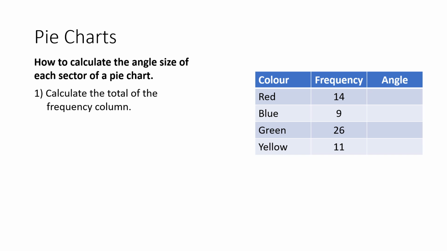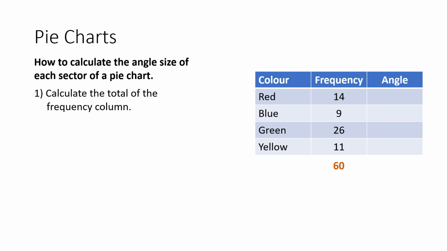The first thing we need to do is add up the total of the frequency column to find out how many items need to go into our pie chart. If we add it up, we get 60. The next thing is the pie chart is a circle, and we know that there are 360 degrees in one circle. So I have to fit 60 pieces of information into that circle.